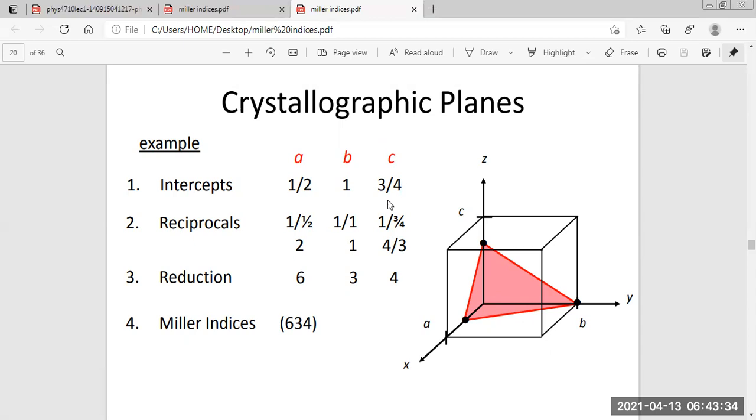So I hope everybody understood. So why is it 3 by 4? You take the reciprocal, and when you take the reciprocal of this, you will obtain 2, 1, 4 by 3. Then take the LCM of the denominators: 2 by 1, 1 by 1, and 4 by 3. So 1 comma 3, LCM is 3. You multiply it with the values you got: 2 into 3 is 6, 1 into 3 is 3, and 4 by 3 into 3 is 4. So the Miller indices of this particular plane, whatever you are seeing here, come to be 6, 3, and 4.